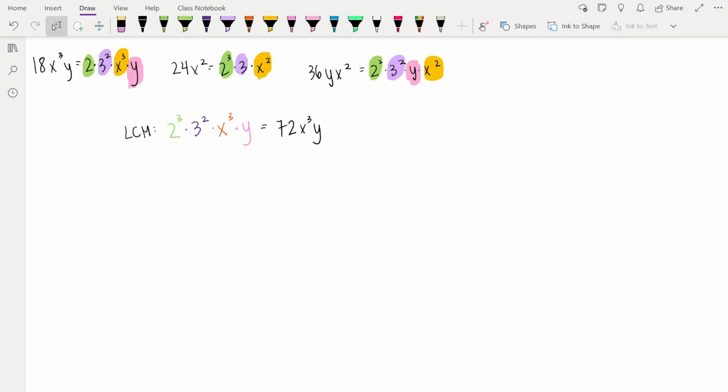And why are we even talking about least common multiples? Because the common denominator that I require in order to add or subtract fractions is going to be the least common multiple.